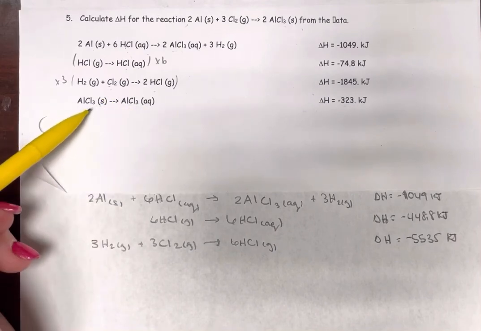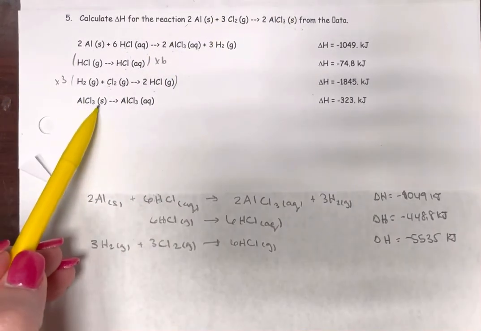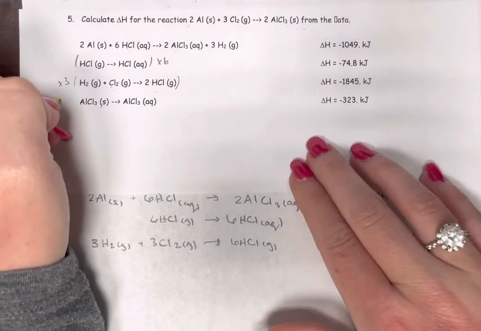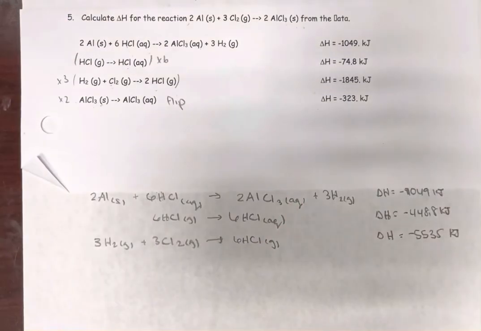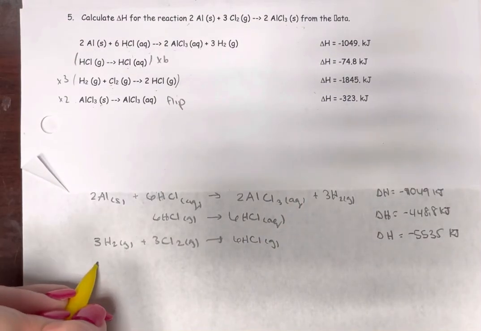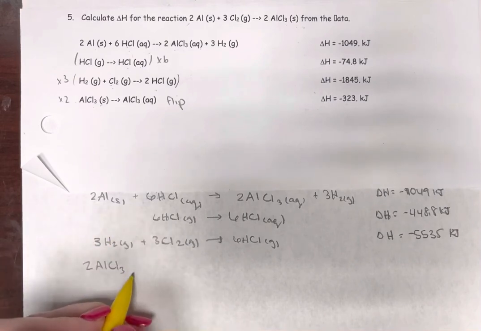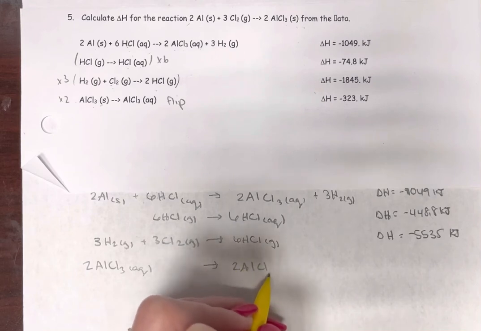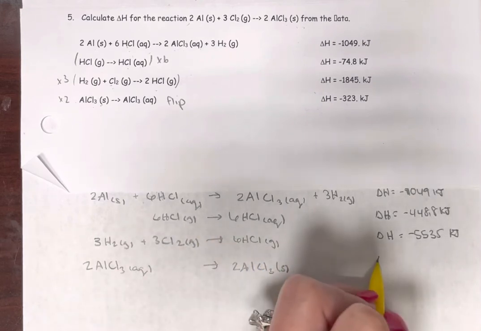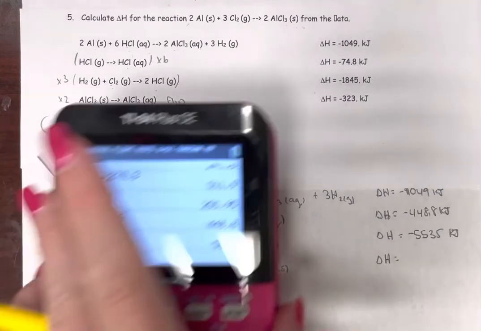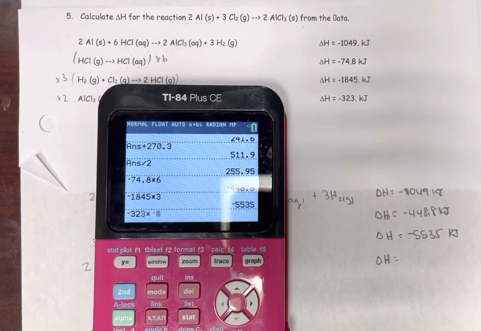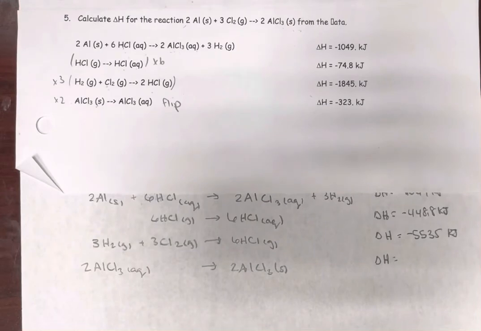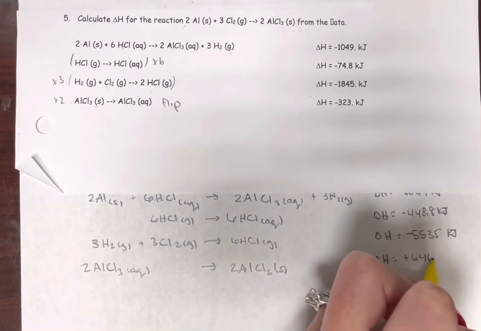Now, I have aluminum chloride solid and aqueous, so now I have to deal with that. So in my target, I'm looking for solid. So this needs to be solid, so I need to flip it, and I need to multiply it by 2. So we're gonna do times 2, and we're gonna flip it. Okay, so I'm going to rewrite it. That's going to give me AlCl3 aqueous and 2AlCl3 solid. All right, so now I need to take negative 323, multiply by negative 1 to flip the sign, and multiply by negative 2, or by 2. So that gives me a positive 646.